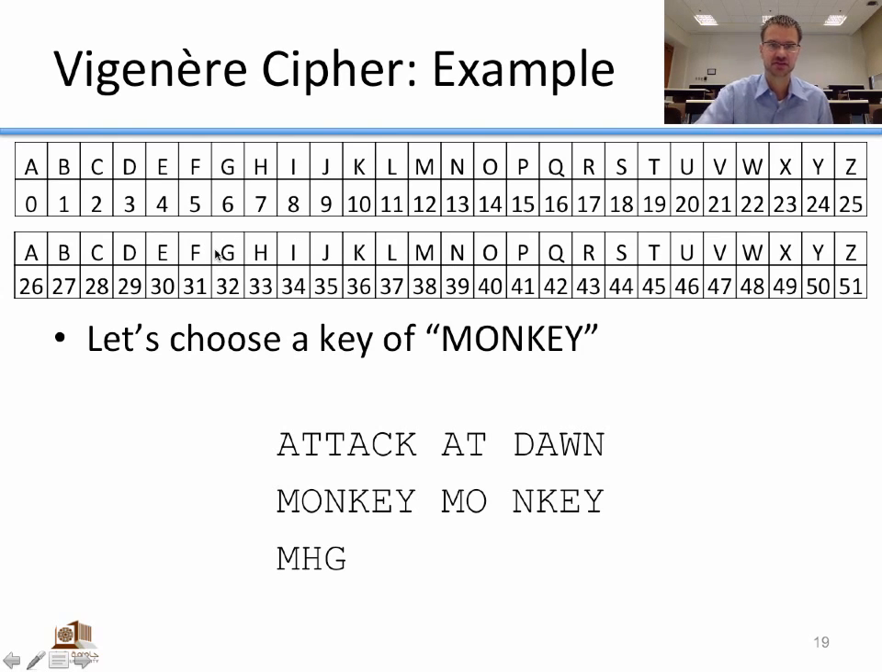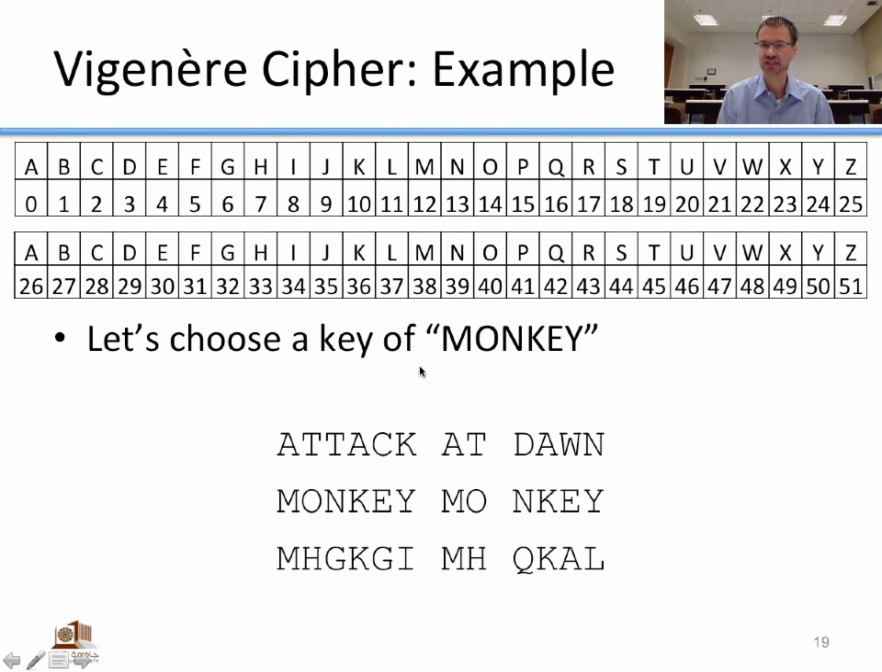A plus K, so A is 0, K is 10. That gets me K as my ciphertext letter. C plus E, 2 plus 4 is 6. That gets me G as my ciphertext letter. K plus Y, 10 plus 24 gets me 34, which is I for my ciphertext letter, et cetera, et cetera. So I could continue that process, but I'm just adding my plain text message with my key as I go through.